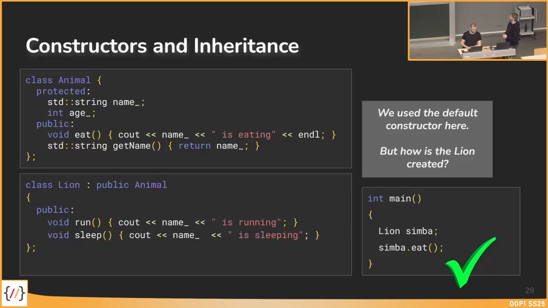Similar example as before, we have our animal class with the name and the age, we have an eat function, and we have a get name here, and the lion additionally can run and sleep. When we do it like this, everything worked fine because we have a default constructor for the lion, because we have not specified a constructor, so there's always a default constructor. So I can create a lion, and the animal also has implicitly a default constructor, so this works.